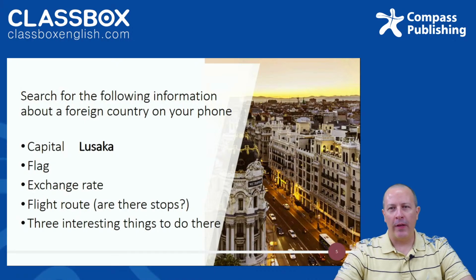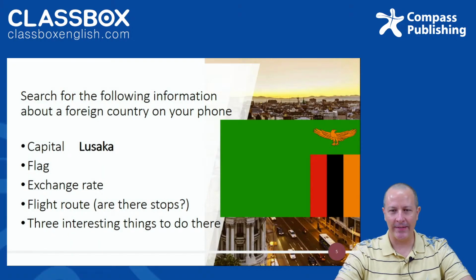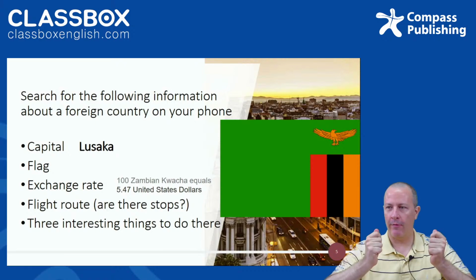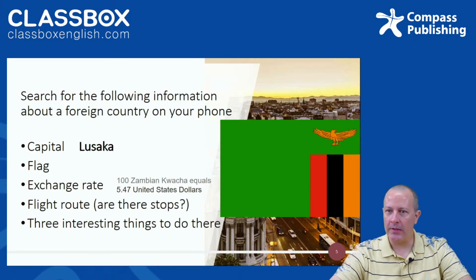You think about the flag. Maybe you have not seen that before. It looks like this. And then I went ahead and did a little homework last night, and I looked up what that 100 kwacha is worth, and it's actually pretty good, 5.47 US dollars as of last night. So you have that in your hand, it's about $5, pretty cool. Now flight routes, again, where you're starting from, you'd have to type that in. Lots of different ways to do that.